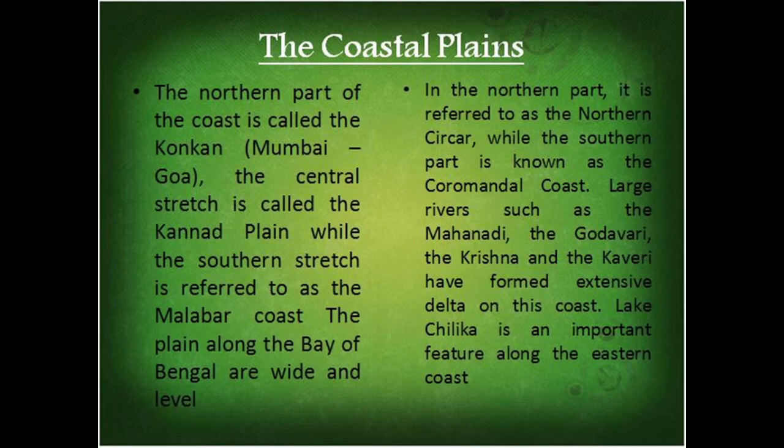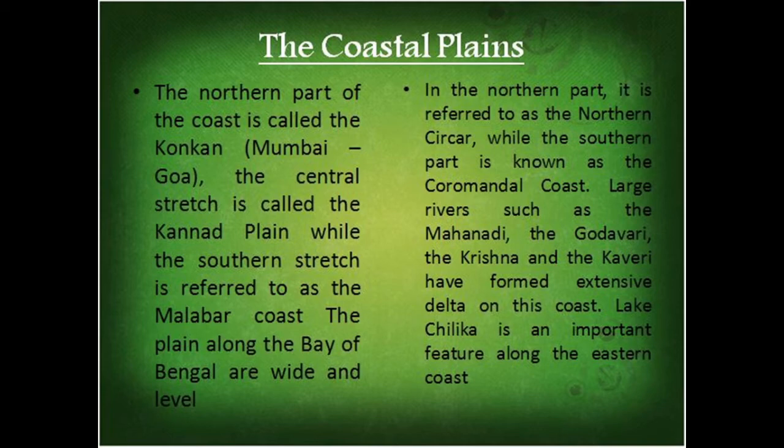These are low flat lands near a sea or an ocean, and the total length of the Indian coastline is about 7,516.6 kilometers. The coastal plains of India are divided into two parts, the eastern coastal plain and the western coastal plain.